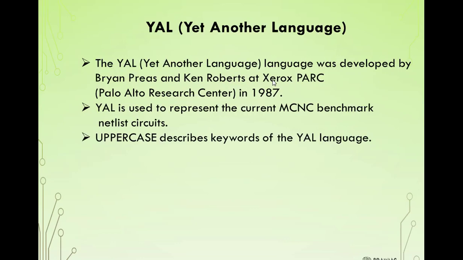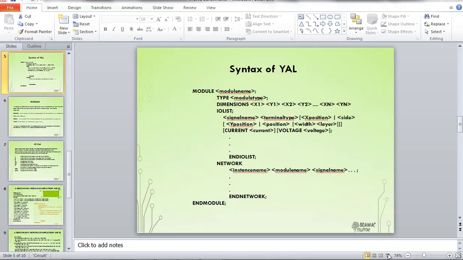The YAL language was developed by Brian Priest and Ken Roberts at Xerox PARC in 1987. YAL is used to represent the current MCNC benchmark netlist circuits. Now, "current" is not the current that we represent in amperes, but it says that previously we used to represent the netlist circuit in some other way. Uppercase describes the keywords of the YAL language. All the words that are in uppercase are the keywords for the YAL language.